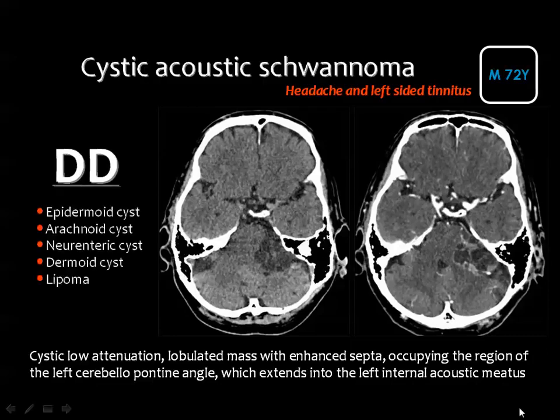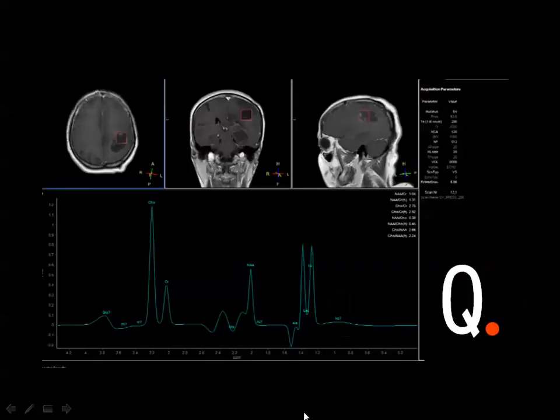Okay, this is not an epidermoid cyst because the epidermoid cyst and the arachnoid cyst do not enhance, and this is not the site of neuroenteric cyst. Dermoid cyst contains fat, lipoma contains fat, all cannot fit for this diagnosis. Okay, we can move from this one because we do not yet have the lecture of spectroscopy.